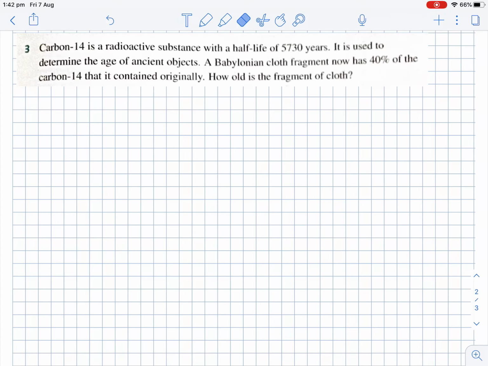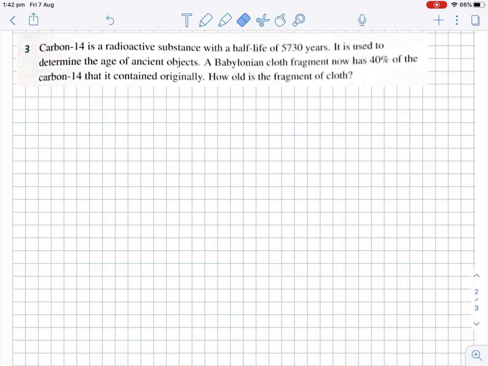The second example I'd like to work on for exponential models is straight from your textbook, question 3. Question 3 says carbon-14 is a radioactive substance with a half-life of 5,730 years. It is used to determine the age of ancient objects. A Babylonian cloth fragment now has 40% of the carbon-14 that it contained originally. How old is the cloth fragment?